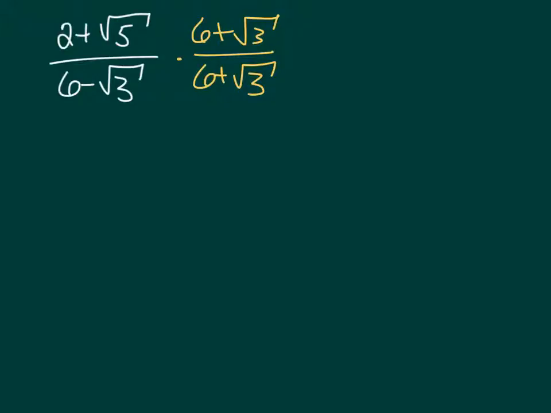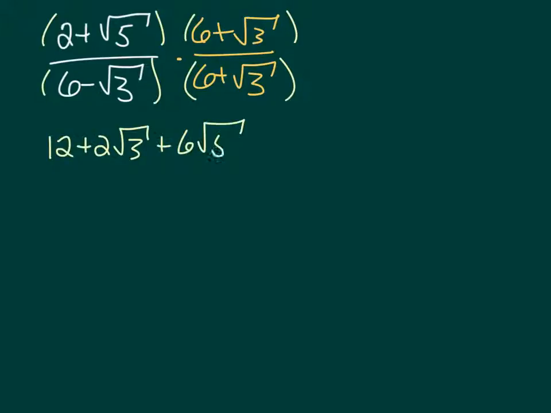But we are FOILing, so what happens in the numerator? We have to FOIL all of this. All right, so 2 times 6 is what? 12. 2 times radical 3? All right, are there any questions on where any of that came from? Multiply outside numbers and inside numbers. Don't get them together.